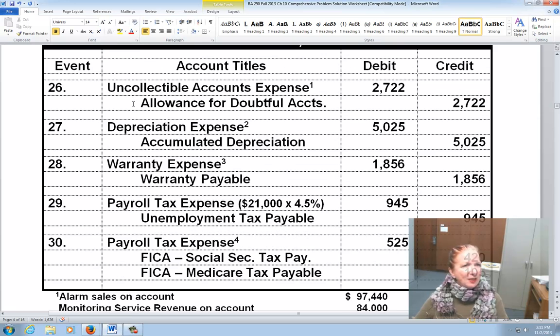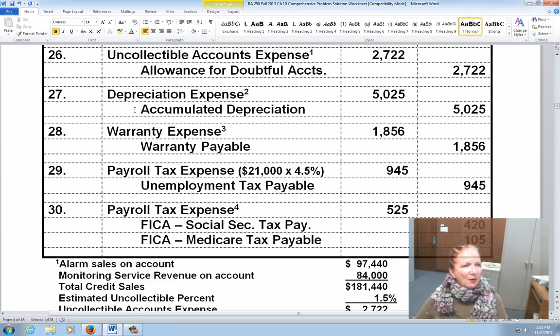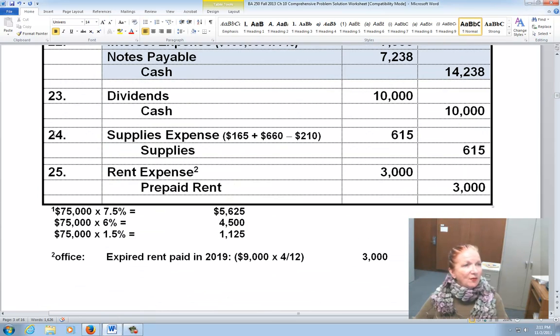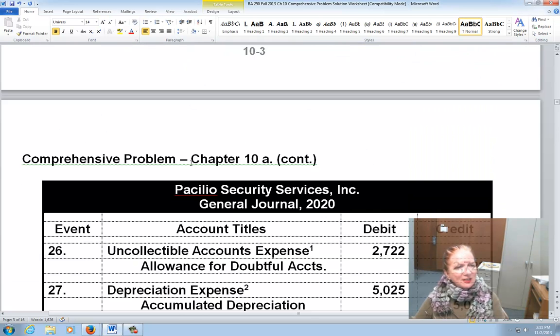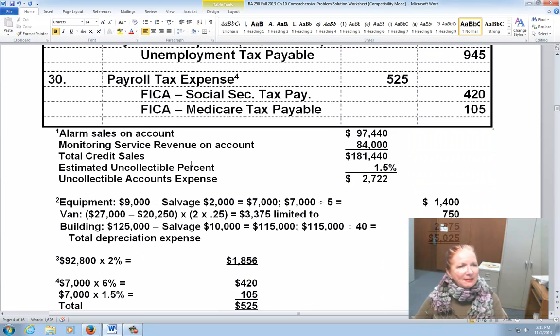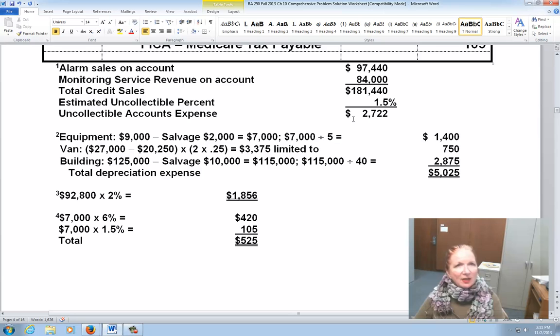Now working on the adjusting entries. The adjusting entries start here at 24 with supplies. A key trigger is the dividend, which is usually the last entry of the normal transactions. They pay those dividends at the end of the year, and then we get started on these adjusting entries. So they go right down there through 30. And here are these calculations so that you would have those to review your depreciations and your uncollectible account expenses and all of that.